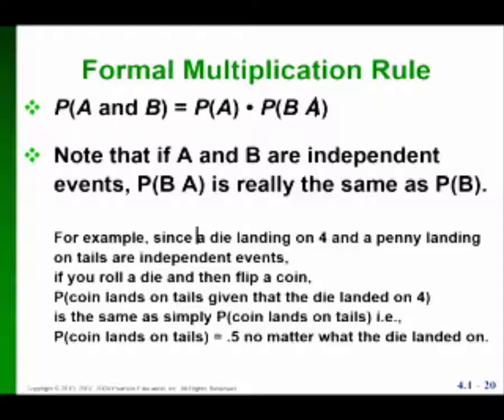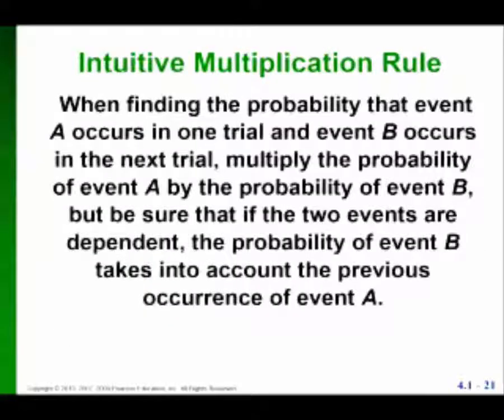For the second probability, you have to take into account what happened on the first trial. That's the big scary way of just saying, make sure you're checking to see how what happened on the first trial affects what's going to happen on the second trial. Sometimes it doesn't affect them at all, and those events are independent. But if they are dependent, you have to take that into consideration. The intuitive multiplication rule says the very same thing, just in words instead of symbols.